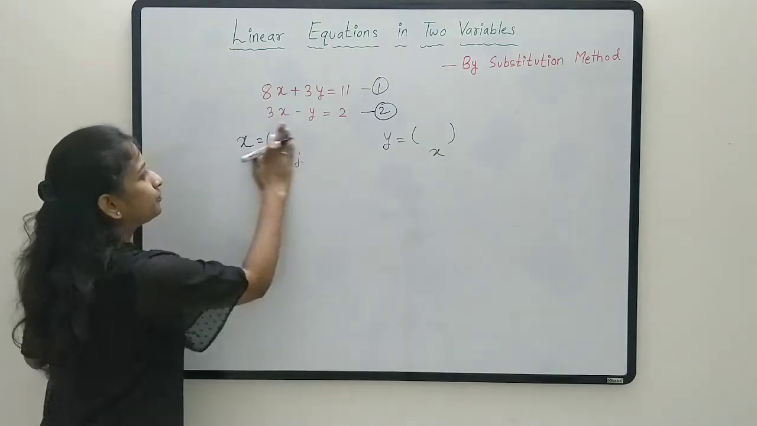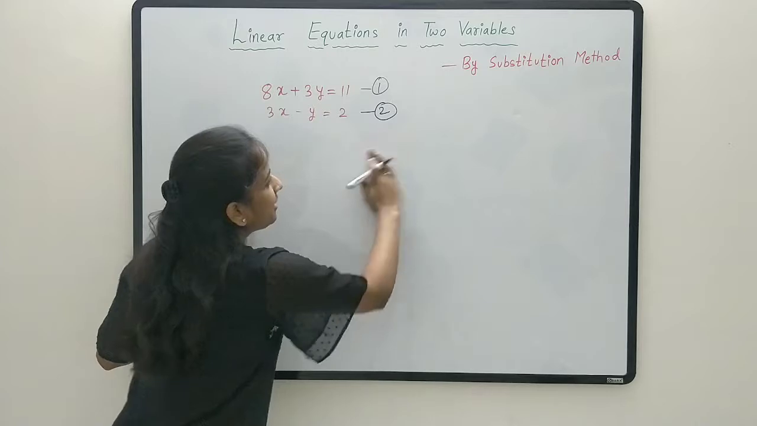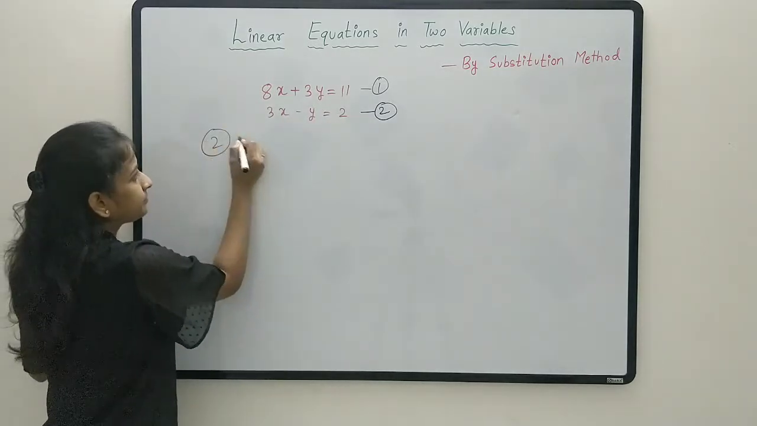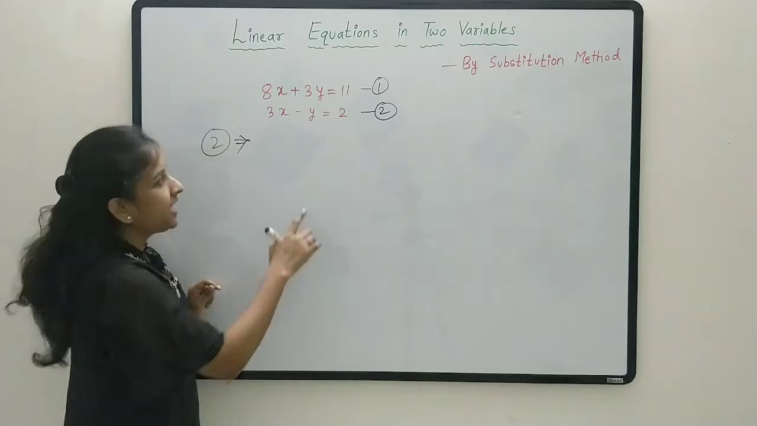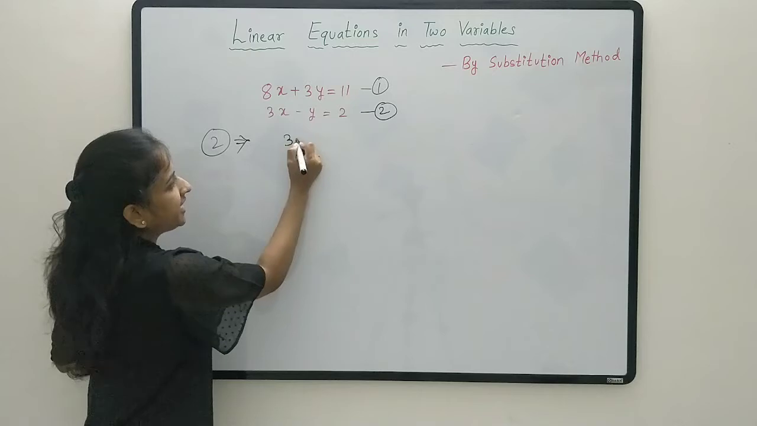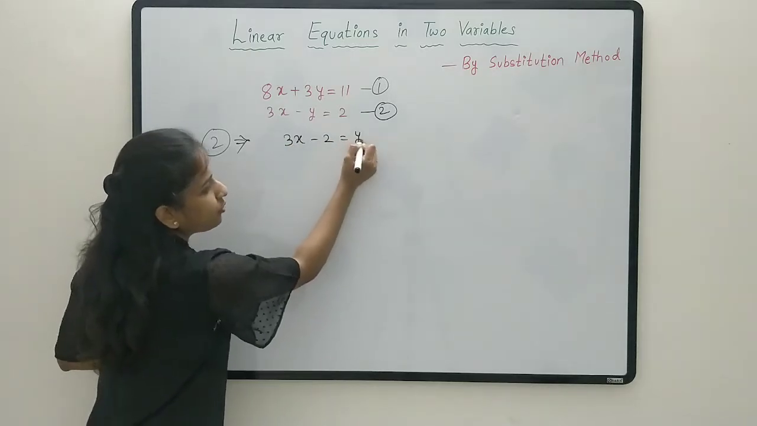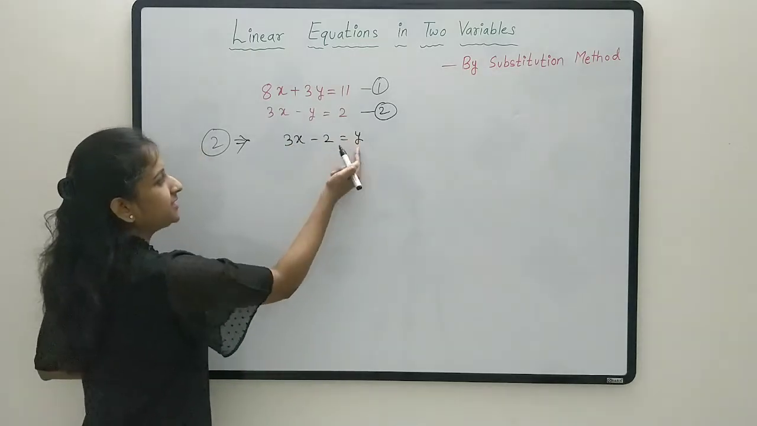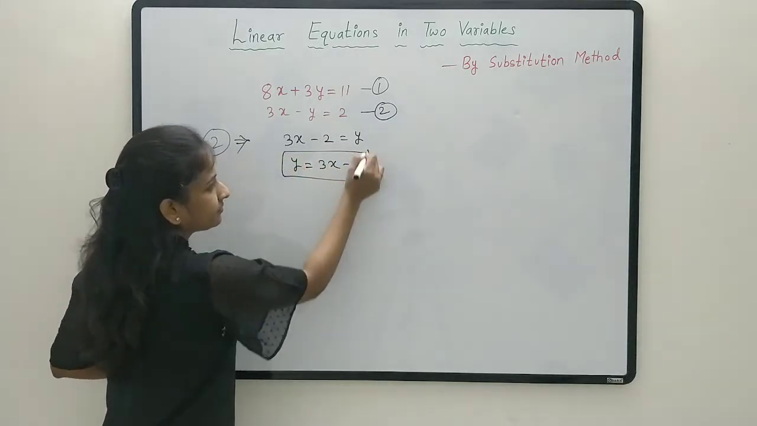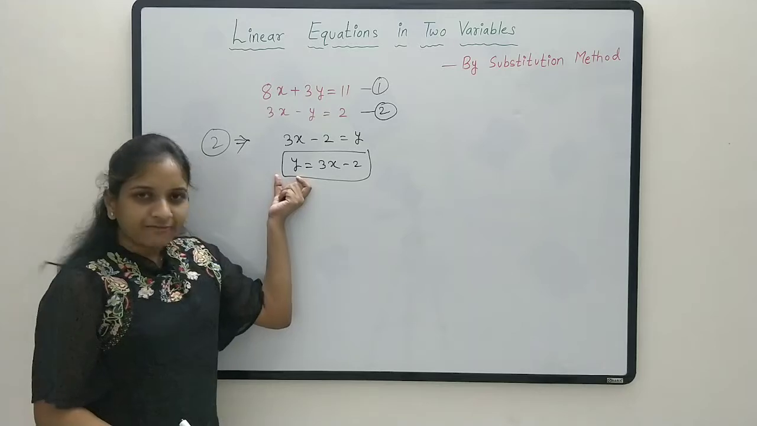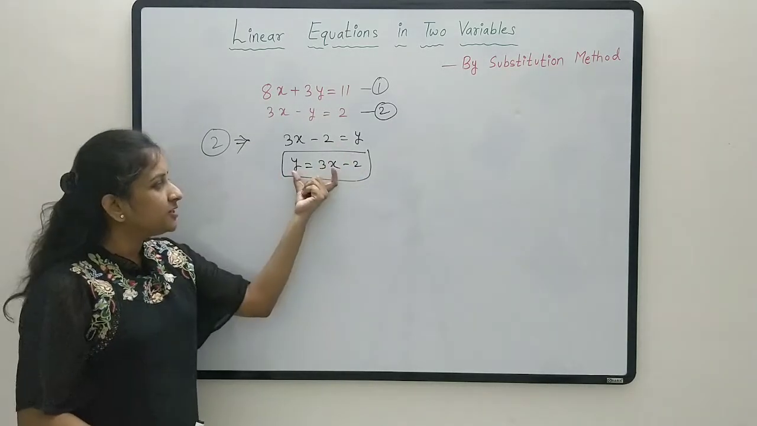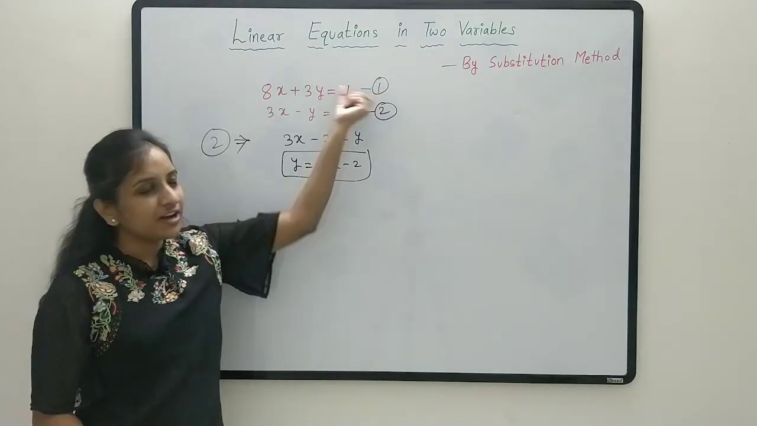Now let's find y value in terms of x from the second equation. For that I am sending y on RHS and 2 on LHS. So 3x minus 2 is equal to y. Now what is the value of y? 3x minus 2. We got the value of y in terms of x from the second equation. Now substitute this y value in the first equation.